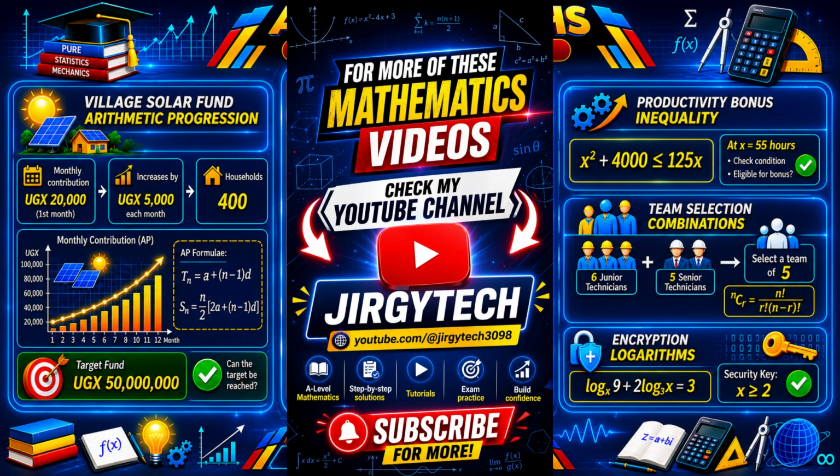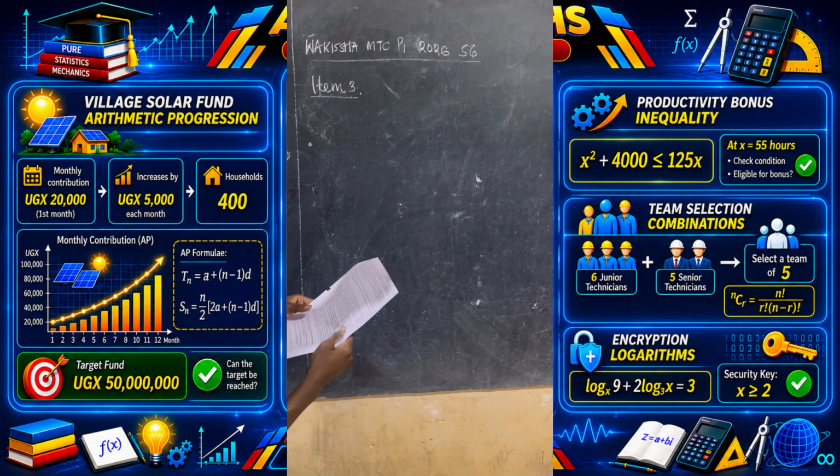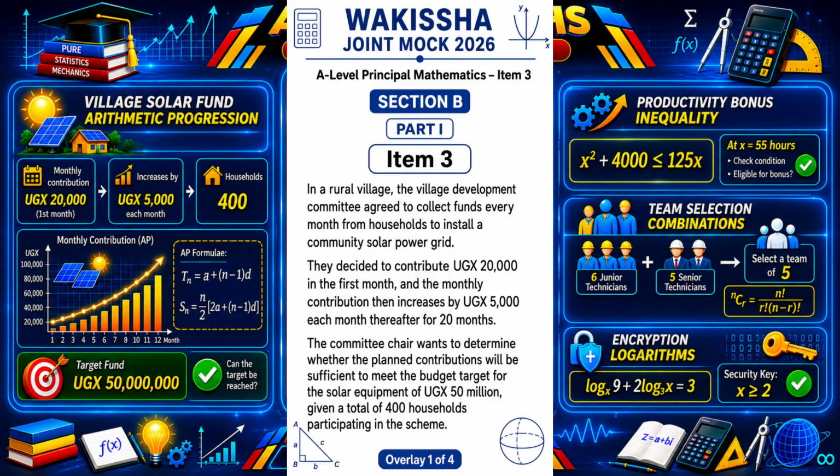Let us look at Wakissha Math Paper 1 Senior 6, item 3. In a rural village, the village development committee agreed to collect funds every month from households to install a community solar power grid. They decided to contribute 20,000 in the first month. So first month, 20,000. Then the monthly contribution increases by 5,000 each month.